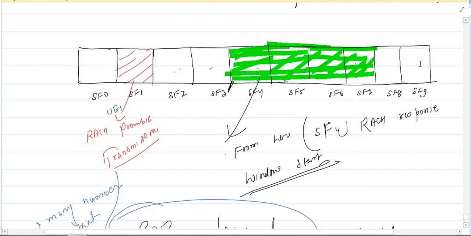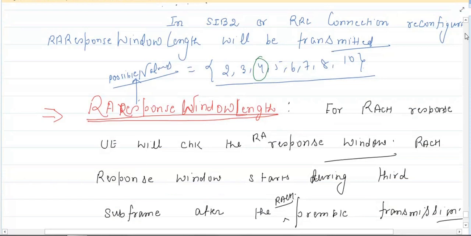So actually how will it be decided? One thing understand: the UE has to start monitoring for the RACH response from this location. But how long will the UE keep monitoring for the RACH response window? That will be given by one more RACH procedure parameter. This parameter is called the RACH response window length or RACH response window size. This is again a very important parameter.